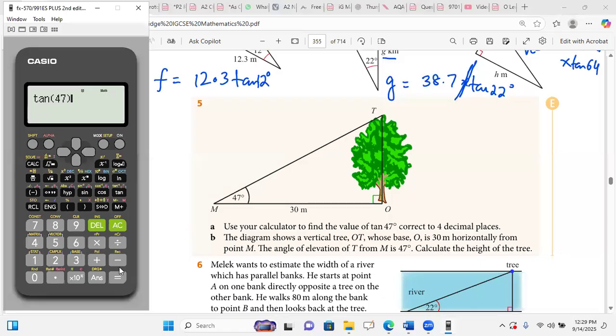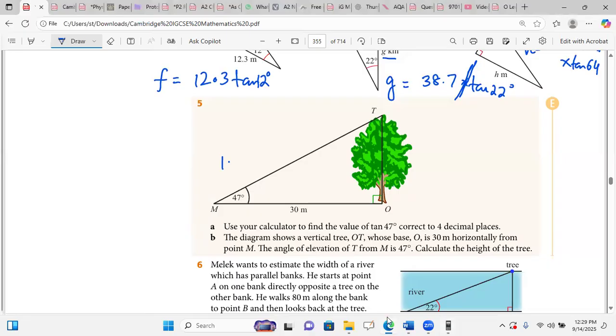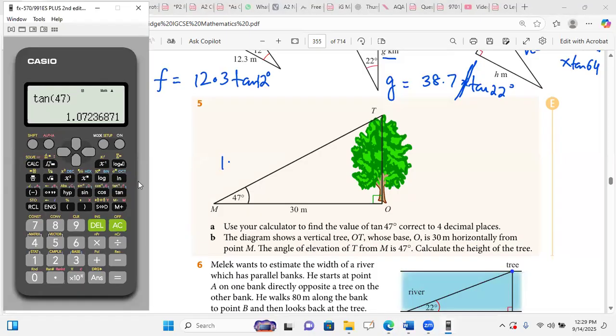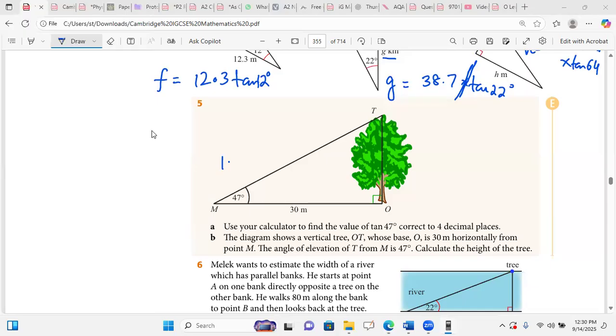tan 47 degrees equals 1.07. It means 1.07, he said up to 4 decimal places. So it is 1.0724. 1.0724 is equal to tan 47 degrees. The diagram shows the vertical height of the tree OT.